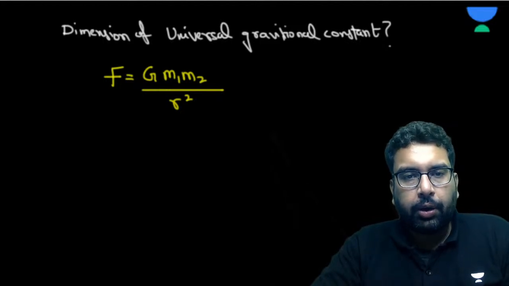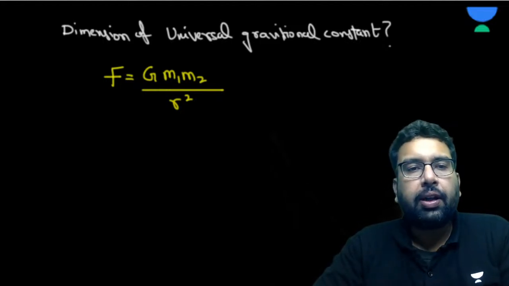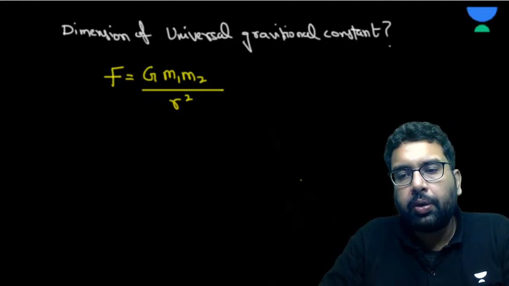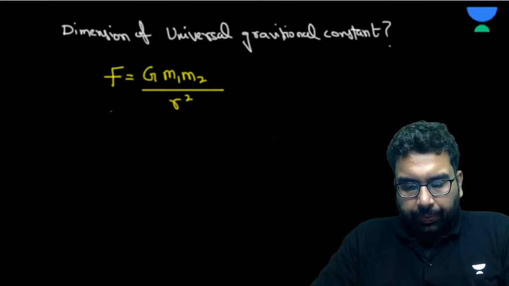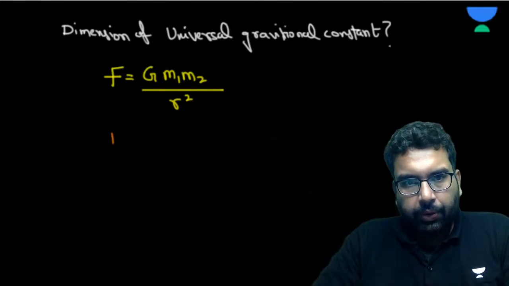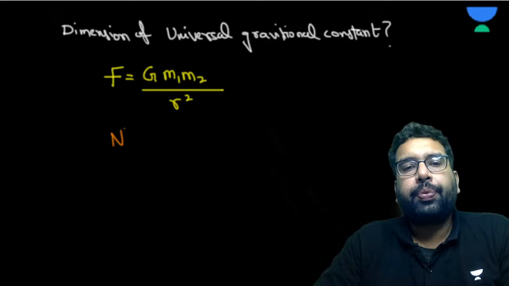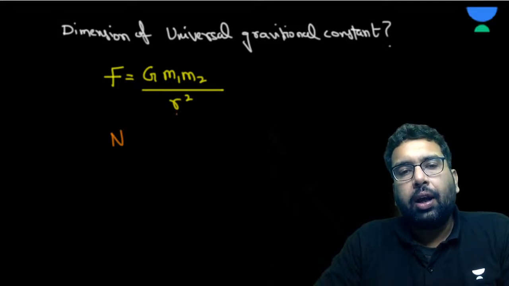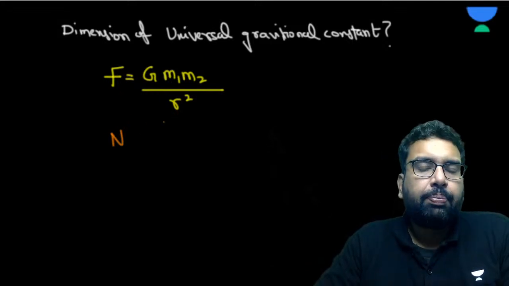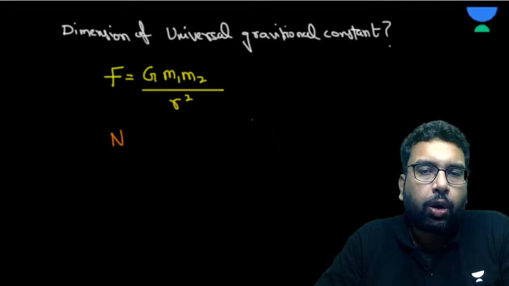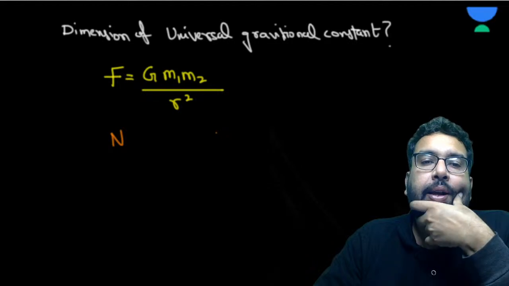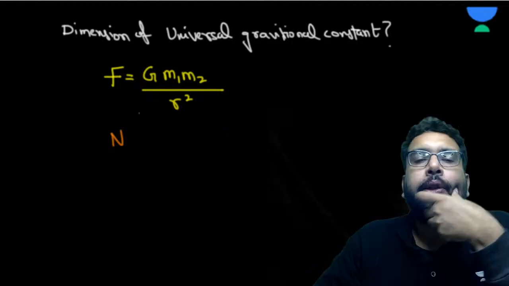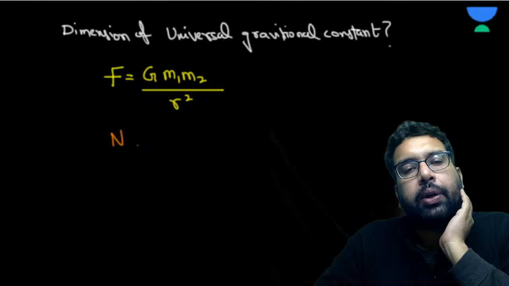So what is going to be the unit of this universal gravitational constant? What is the unit of this force? The unit of this force is Newton, right? See how we are writing: from the unit we can simply find the dimension. For force, the unit is Newton.